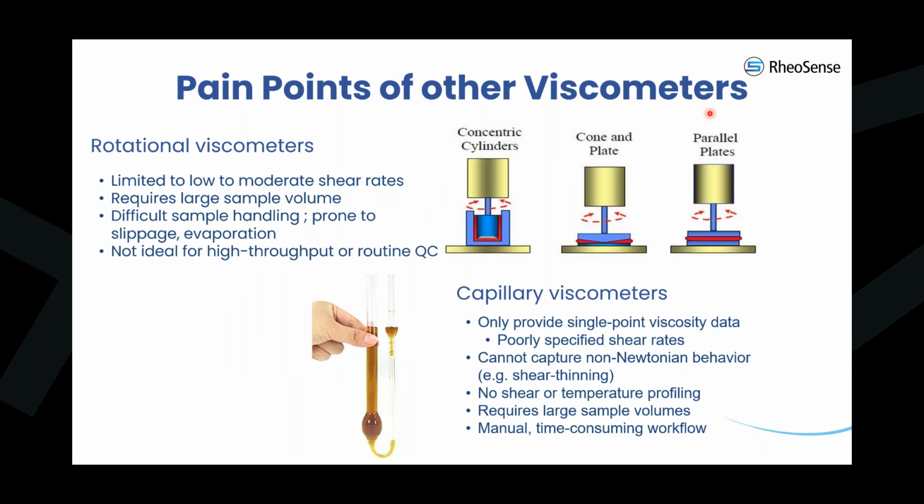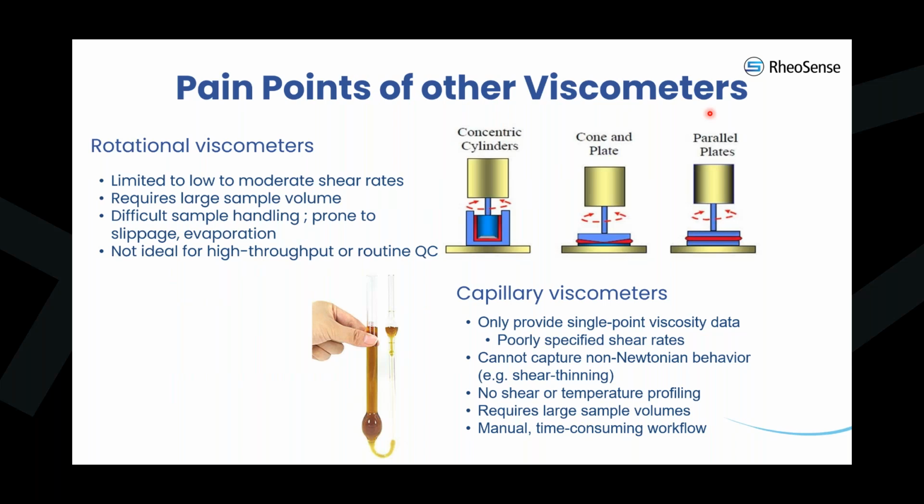These systems are open, and the handling process can be tricky, with the risk of evaporation and interface effects that can lead to inconsistent results. And finally, they are not well suited for high throughput or routine QC. Measurements can take time and are often manual.